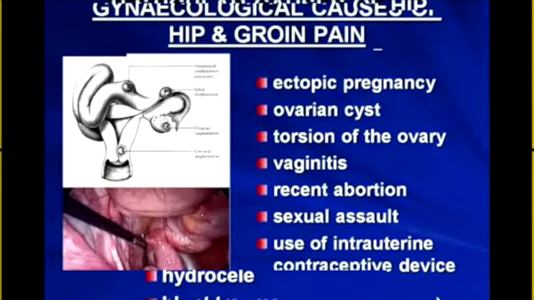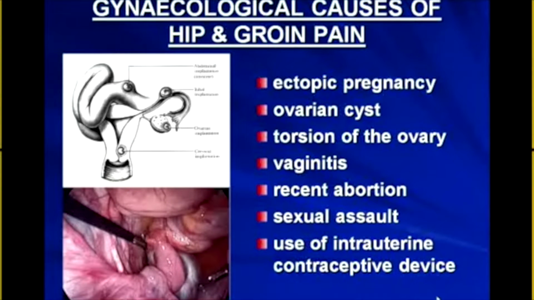Females also have their causes of hip and groin pain, so certainly an ectopic pregnancy, which is where the egg implants itself not in the uterus, but in the fallopian tube. Cysts could form in this area due to friction and rubbing. There can be a twisting, and that's what this bottom diagram is showing, a twisting of the ovary. There could be inflammation of the vagina, again from infection or from irritation. There could be a recent abortion.